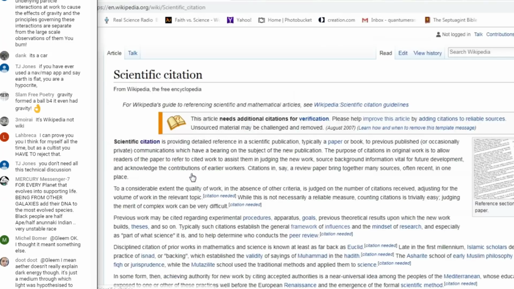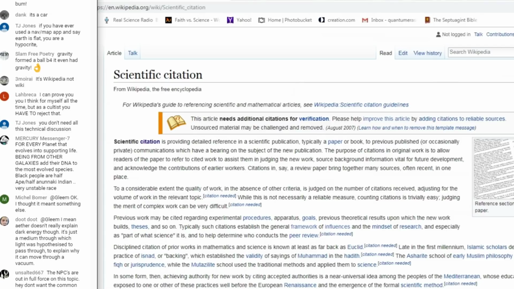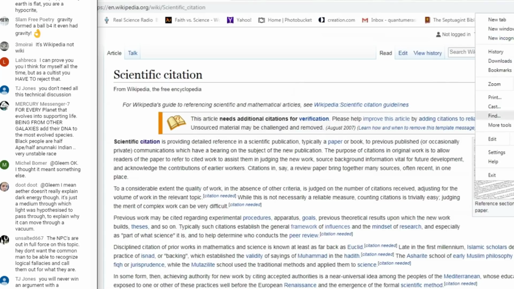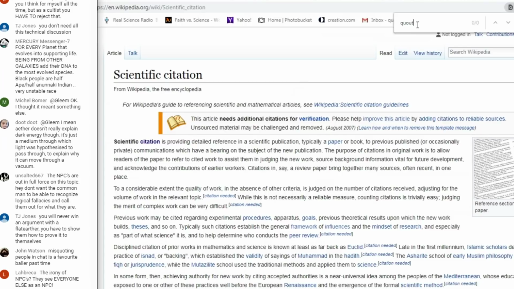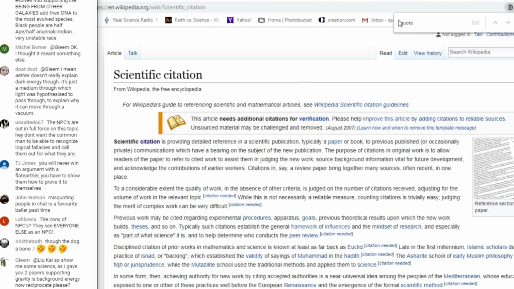Scientific citation. Let's try that same game. Scientific citation from the Globetards alma mater. Let's try our little trick again. Right, quote. Oh, misspelled it. Sorry about that. 0 of 0. People. Wonder why that is.